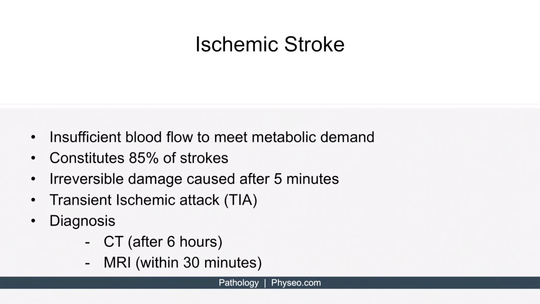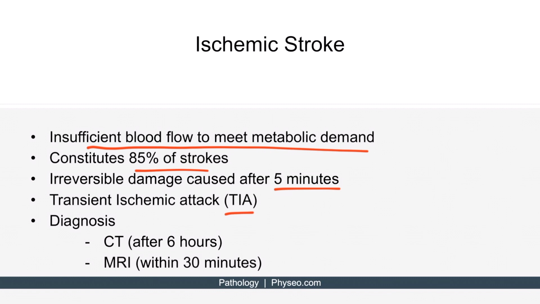This is defined by insufficient blood flow to the brain to meet metabolic demand. It accounts for 85% of strokes, with hemorrhage accounting for the other 15%. It causes irreversible brain damage in as little as 5 minutes. If ischemia is brief and perfusion is restored quickly, it is known as a transient ischemic attack, or TIA.